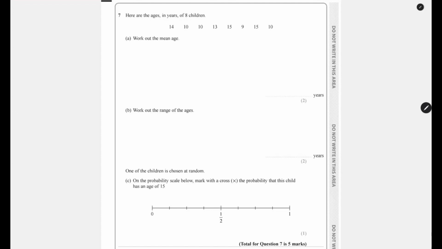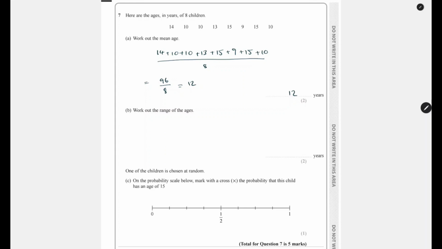Question 7 says, here are the ages in years of 8 children. Work out the mean age. So to work out the mean age, we need to add all of these numbers together and then divide by the numbers there are. So we have 14, add 10, add 10, add 13, add 15, add 9, add 15, add 10, divided by the total number, which is 8. So that's equal to 96 divided by 8, which is equal to 12. So the average or the mean age is 12 years.